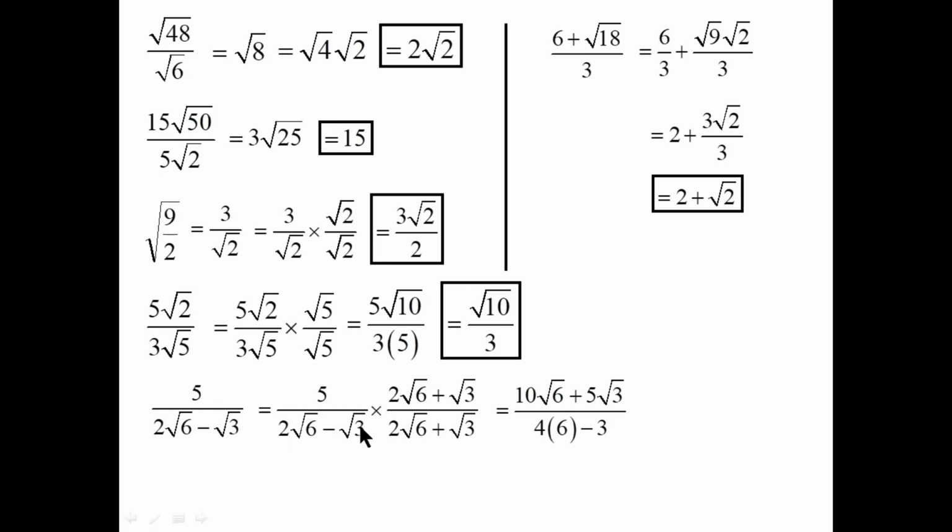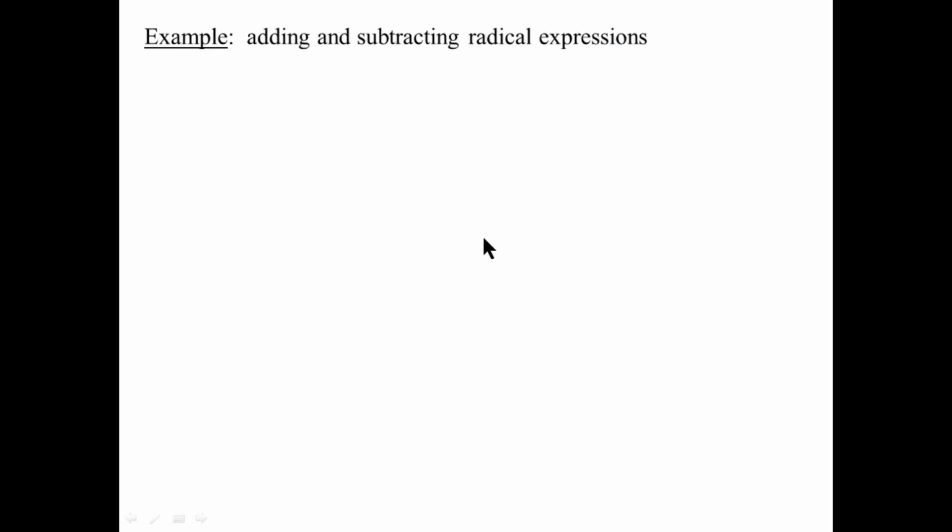4 times 6 minus root 9, which is 3. So it'll be 4 times 6 minus 3 on the denominator. Simplifying, we have 10 root 6 plus 5 root 3 over 21. Rationalizing denominators: top and bottom times the conjugate. Top and bottom times the radical we see in the denominator if there's just one term down here.